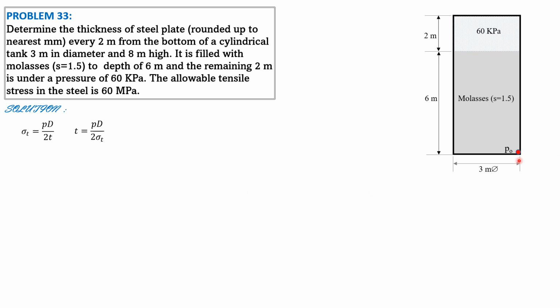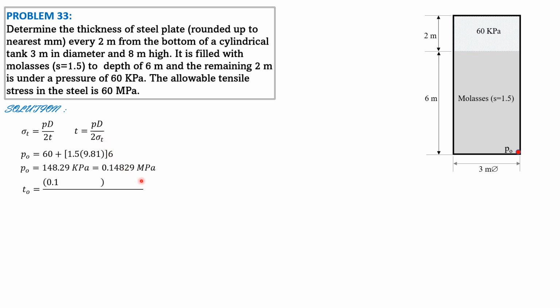For the pressure at the bottom, it is 60 plus specific weight of molasses, 1.5 times 9.81 times 6, and we convert that to megapascals. So this is in kilopascals. 60 plus specific weight of molasses times 6, so it is equal to 148.29 kilopascals or 0.14829 megapascals. Substitute in this formula here.